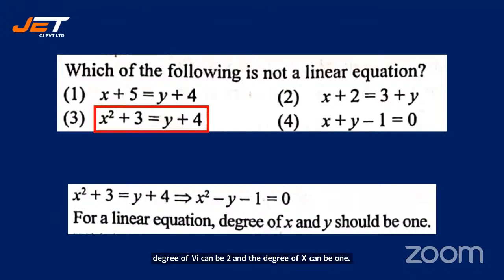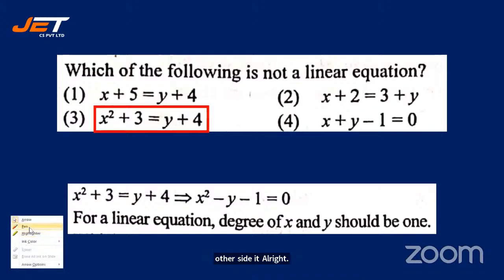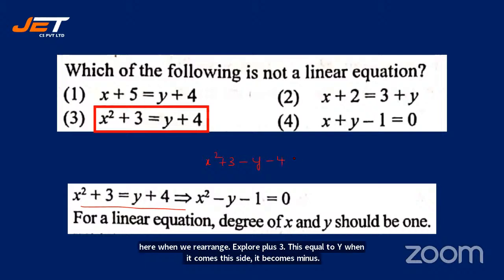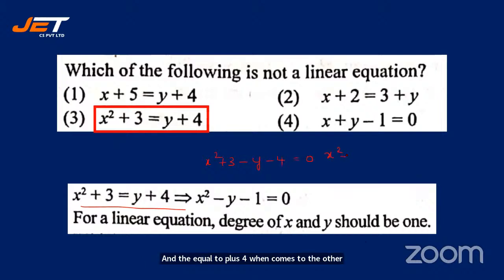See here, option 3 is the right answer. x squared plus 3 is equal to y plus 4, because when you rearrange it and write, you will get x squared plus 3 equal to y. When y comes to the other side, it becomes minus y. And plus 4, when it comes to the other side, becomes minus 4. So x squared minus y, and 3 minus 4 is minus 1, equal to 0.